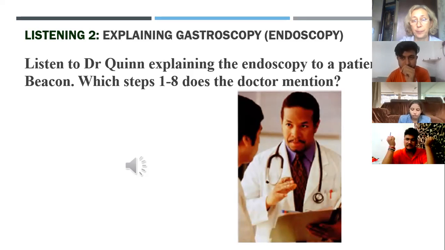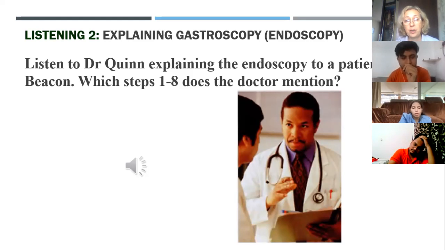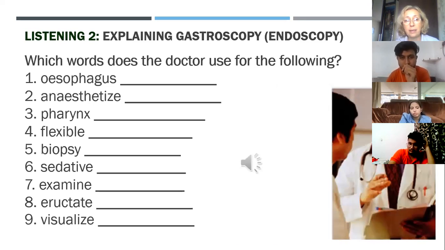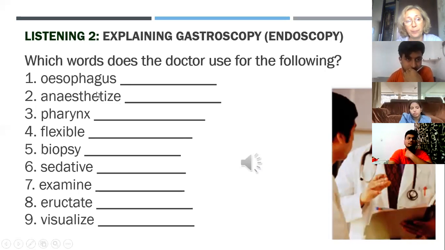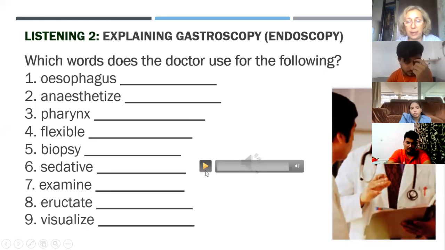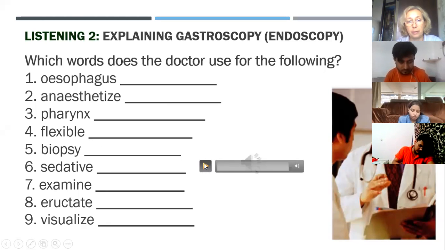And yes, so he mentions almost all the steps here, and what we need to focus on now is the use of the words the doctors used instead of these medical terms. Now we'll listen for the second time, and you should write the words next to them. So the words that were used by the doctor.